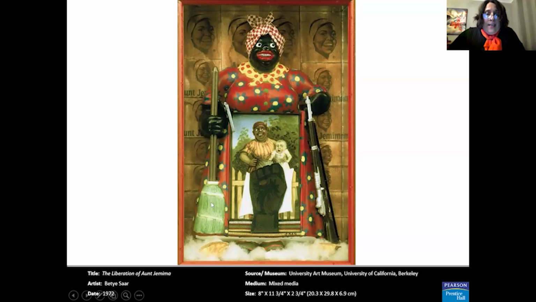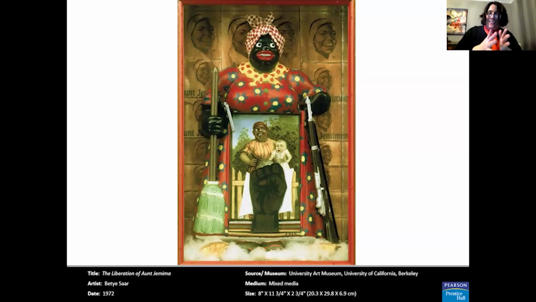In Aunt Jemima's hand, Saar has placed a broom, and then in this other hand, she has a gun. I initially thought it was a shotgun. That's what I had read in the literature. One of my military students at Park University, where I teach, which has a lot of military students, said, "Dr. Lee, that's a rifle." So, at any rate, we know that it's a weapon.